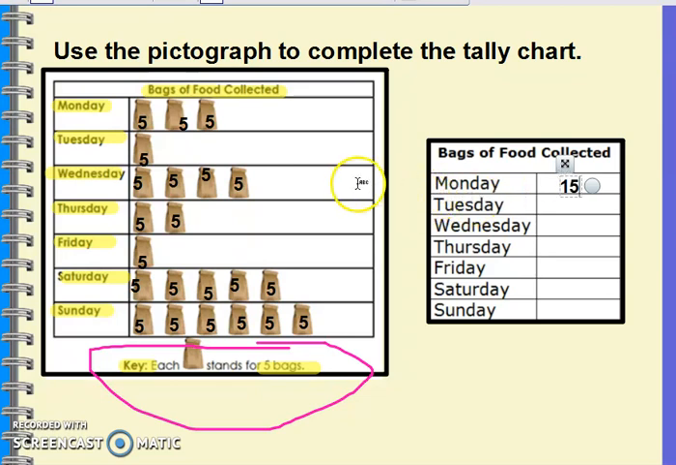On Tuesday, 5 bags were collected. Again, I will write a 5 in the table. I will now label the rest of the days, making sure that I count by 5s.